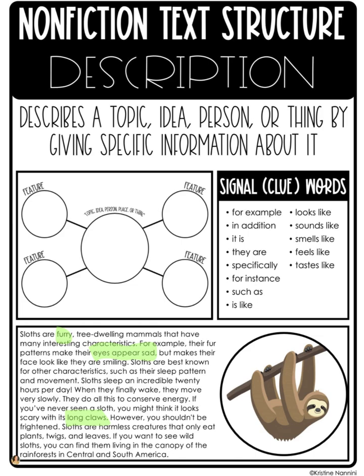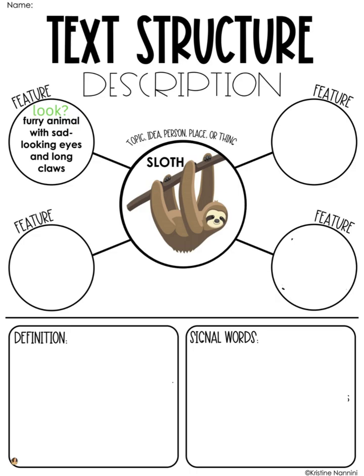The first thing I picked out is what they look like. So I noticed that they used words like furry, eyes appear sad, long claws. I didn't highlight it because I know that in my circle it's pretty small. But they also look like they're smiling. So these are things that, this is how they look. So I'm going to add these to my graphic organizer. So they look like furry animals with sad looking eyes and long claws. So that's a detail about a sloth.